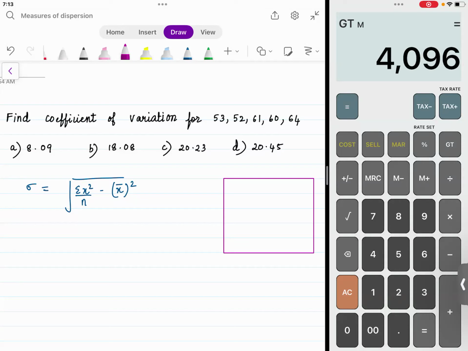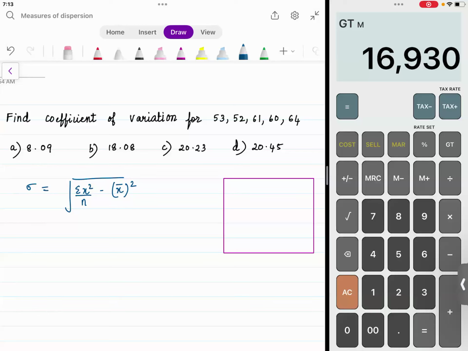Let us recall the memory by pressing MRC. I'm getting 16,930. So summation x square is 16,930. How many observations are there here? N is equal to 5. And let's compute the mean as well. How to calculate the mean of these 5 observations? We'll add these 5 observations and divide by 5. So 53 plus 52 plus 61 plus 60 plus 64, I'm getting 290. I'm going to divide by 5. So I'm getting 58. So the mean is 58.